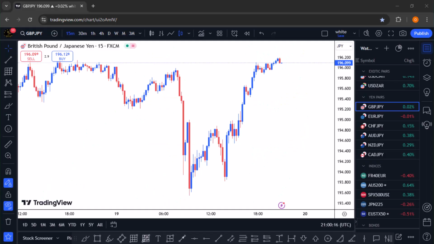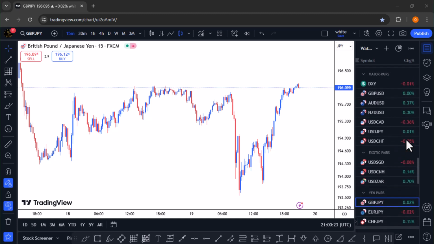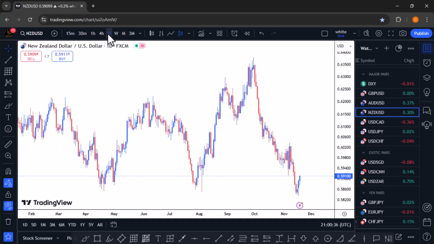Okay, I survived that. Now, let me show you another example. I took a trade on the New Zealand USD. I sent it to the community and everyone is in profit now. I only share the trade with my VIP students. So any trade I take, I send it to my VIP students.